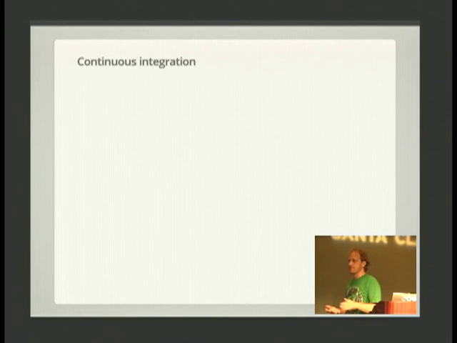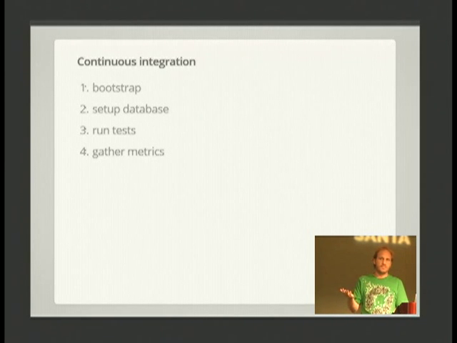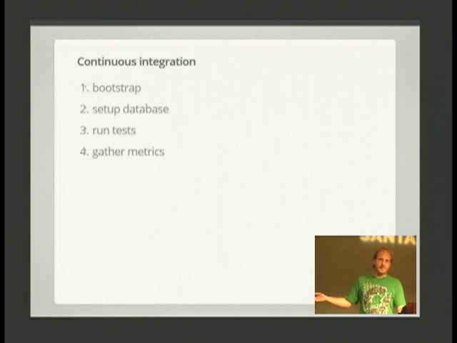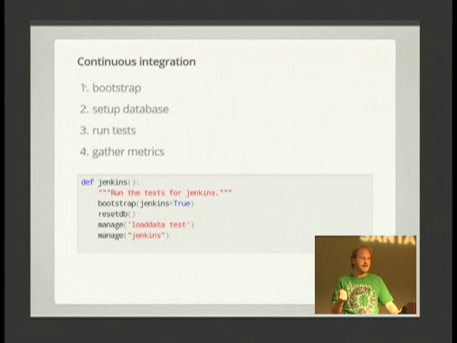Another thing you want to do usually during the development cycle is some kind of continuous integration. In this case, we are using Jenkins, and to make things easier, well, what do you usually do in continuous integration? You have to bootstrap the environment, set it up, run the tests, gather metrics. And we're using a project called Django Jenkins, so it's trivial. We have a function called jenkins, which bootstraps, resets the DB, loads some fixtures, runs the tests and gathers metrics. That's done by Django Jenkins. And in Jenkins, the only thing we have to do to have this continuous integration is run fab jenkins. That's all there is to it.